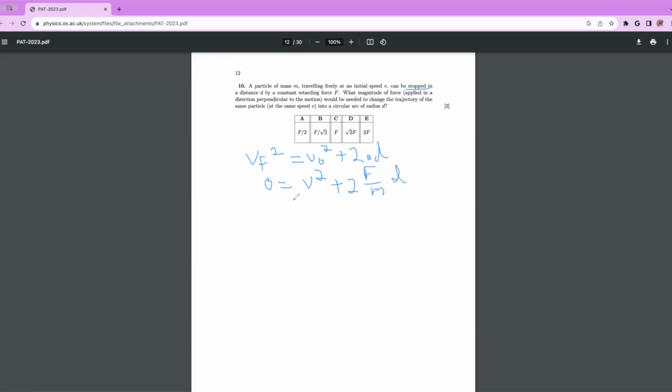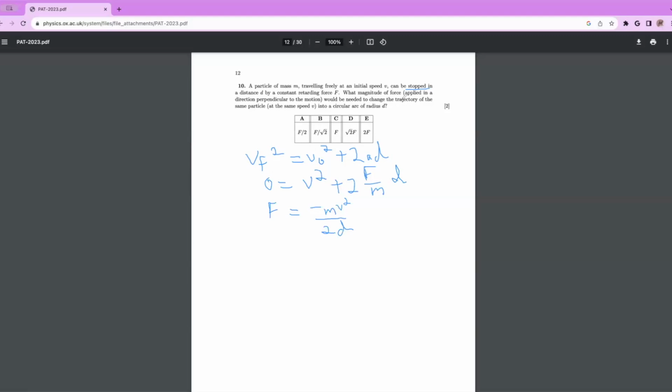Meaning, if we rearrange this for, what are we trying to find? F, I believe, yes. F is equal to, you subtract V squared, you have negative V squared, and you have a factor of 2d over m, which means you multiply by m and divide by 2d. So this is the magnitude of the force if you're stopping it when it's going in a linear manner.